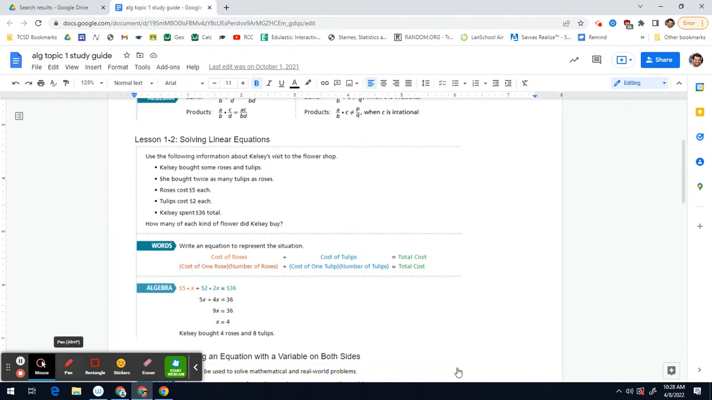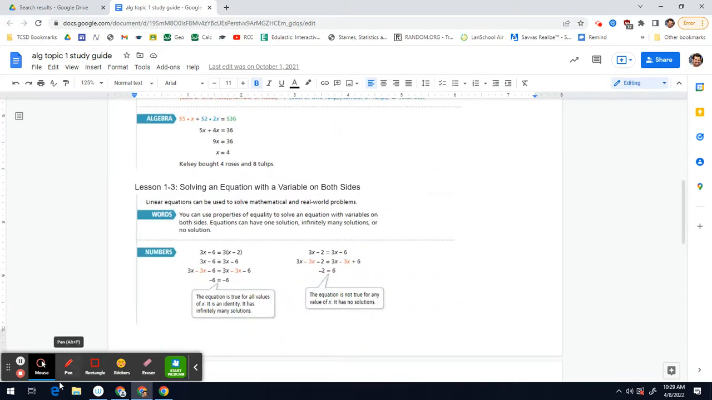So again, there's bound to be 1 or 2 questions where we have to solve an equation. You might have to build an equation as well. Again, just make sure you use your inverse operations. Focusing more on 1-3 where you have variables on both sides, right? This is definitely something you're going to see.